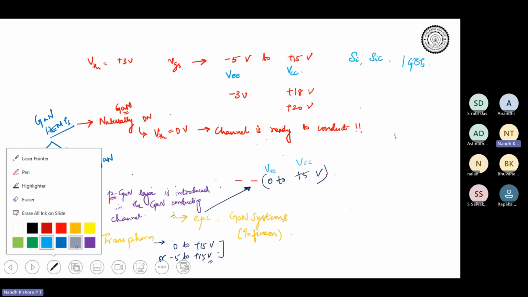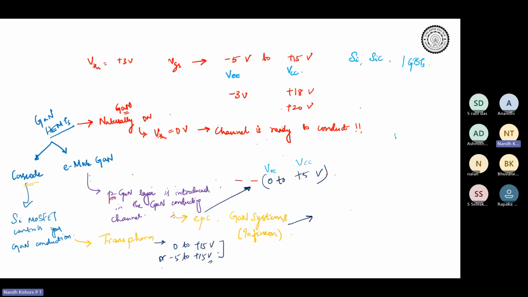And if you go to GaN Systems, they generally recommend between 0 to plus 6 volts or minus 3 to plus 6 volts. Now it is based on the user's requirement or discretion as to whether they want to use a negative voltage or they want to use 0 as VEE. In either case, whether VEE is 0 or minus 3, the device is going to be off.